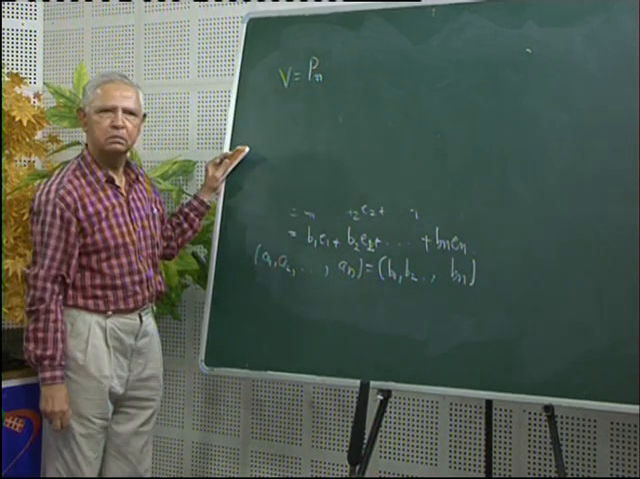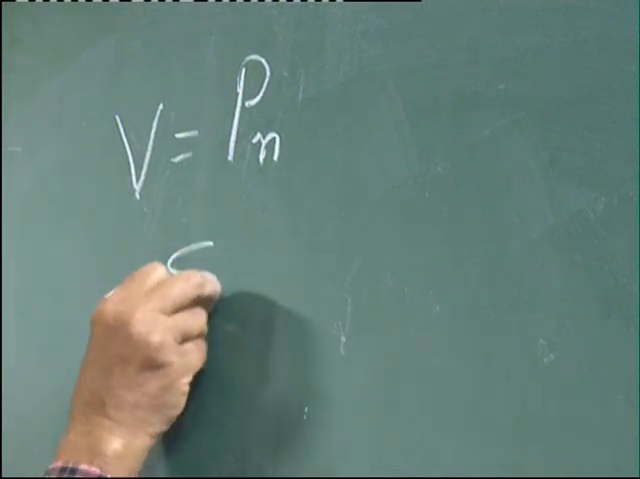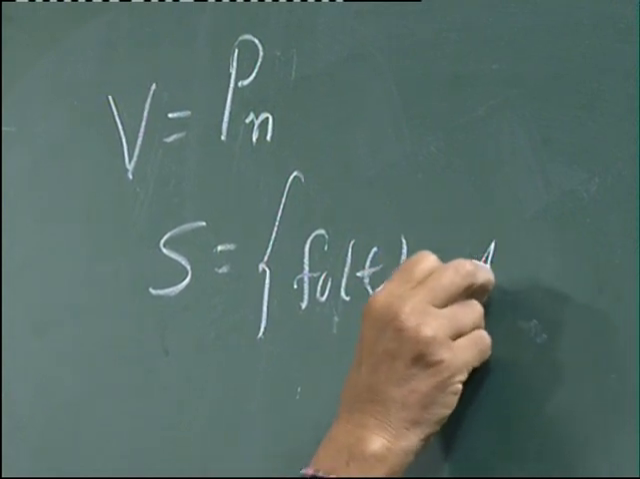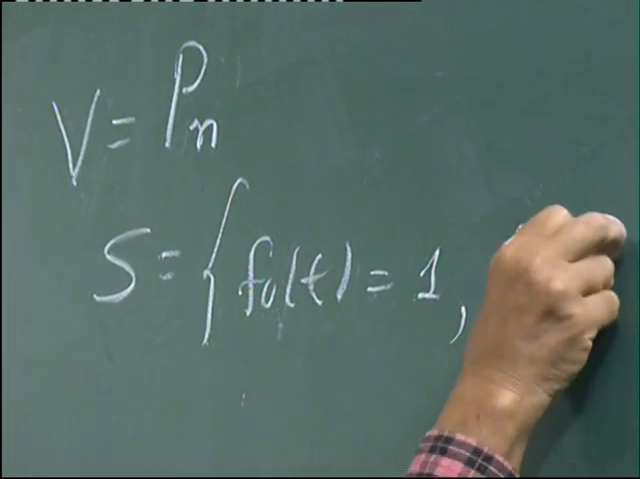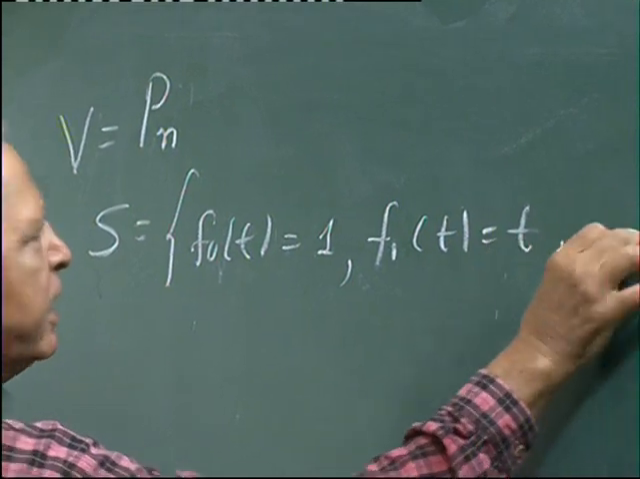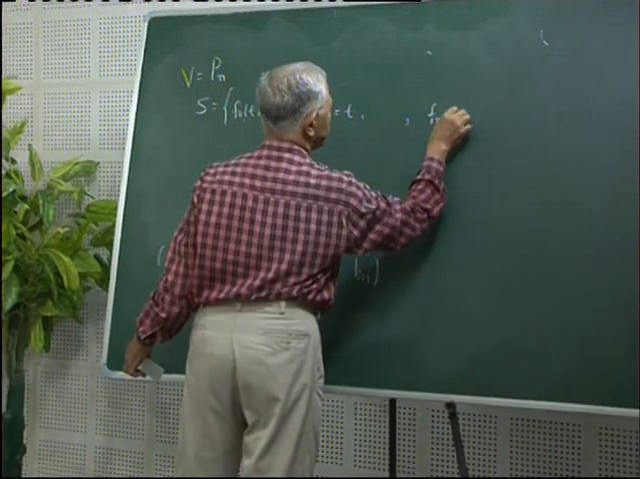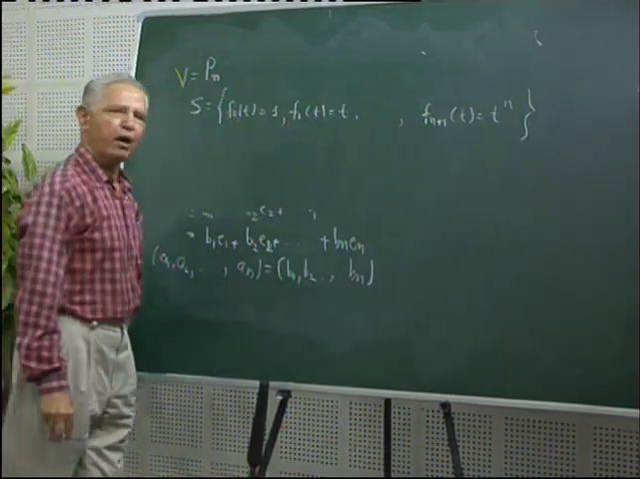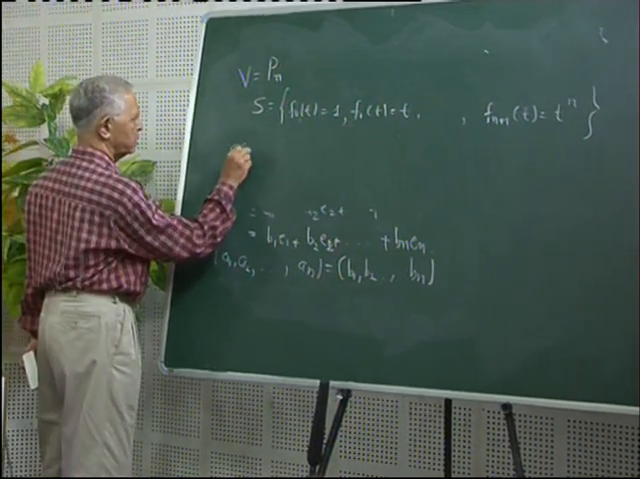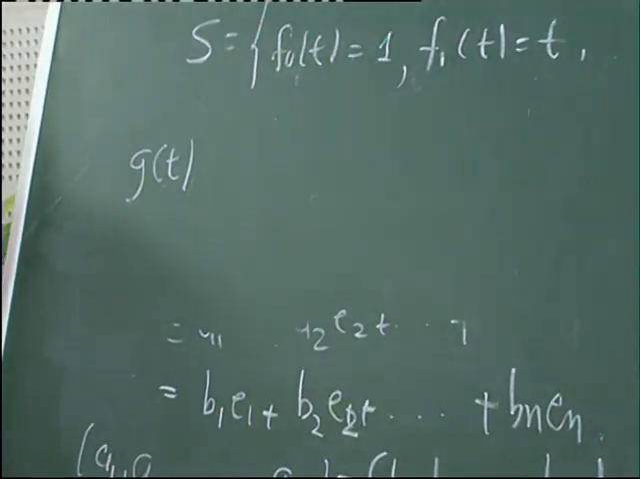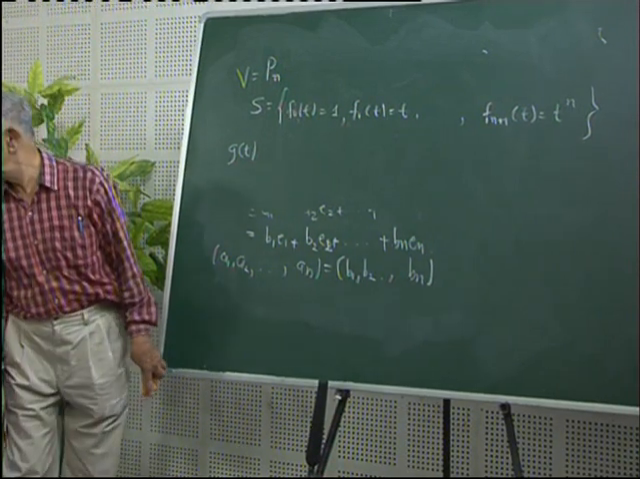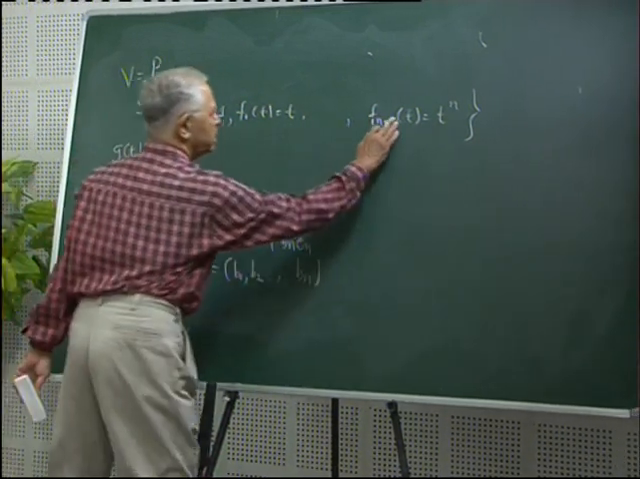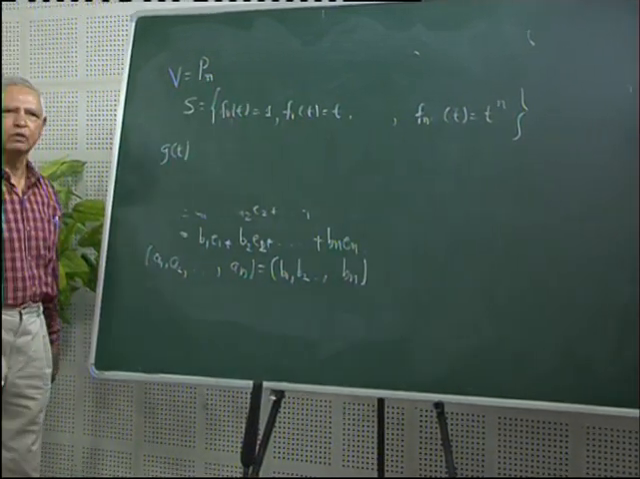Let us take our vector space Pn, and let us take again the set S equal to {f0, f1, ..., fn}, where f0(t) equal to 1, the constant polynomial, f1(t) is equal to t, and finally fn(t) is equal to t raised to n.